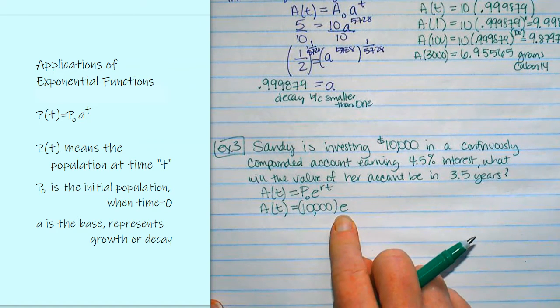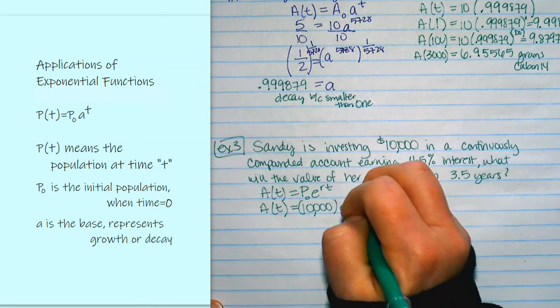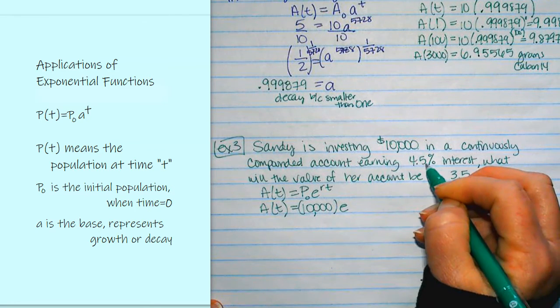This is a number in your calculator like pi. So it is not a variable, it is a number that means 2.71828, 1828, and the rest of the numbers I don't remember. So Euler's number, and we've got rate, which is 4.5%.